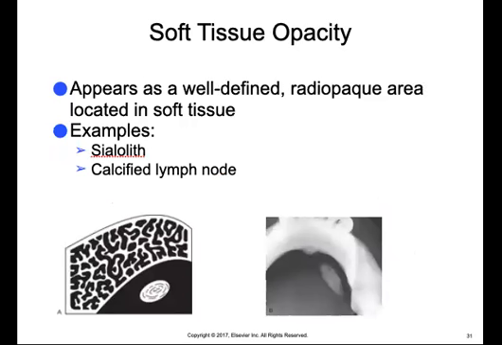Soft tissue opacity appears as a well-defined radiopaque area in the soft tissue. Some examples are a sialolith or a calcified lymph node. And we can see what that pattern looks like here. Here's another occlusal image of a lower jaw, and we just see this little radiopaque area or lesion here. And that's what that would look like in an X-ray.